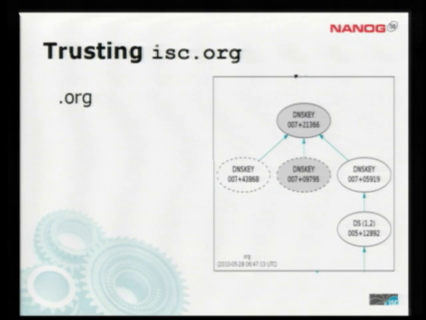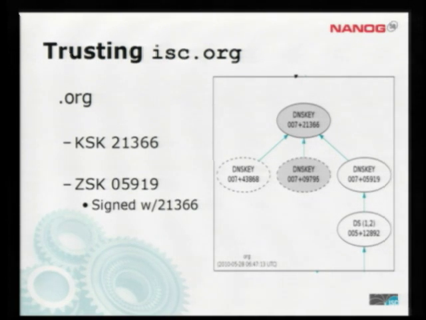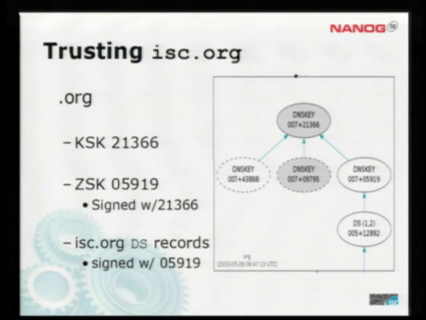In .org, we find a DNS key, which is algorithm 7, and the key ID is 21366, and that is a key signing key. So the purple filled in is a key signing key. We have the DNS key 05919, which is the zone signing key. Since we had the DS records in the parent, we know that the key signing key is good. Since we know that the key signing key is good, we can validate that the zone signing key is good. Since the zone signing key is good, we can prove that the DS records that we find for isc.org are good because they're signed with the zone signing key.